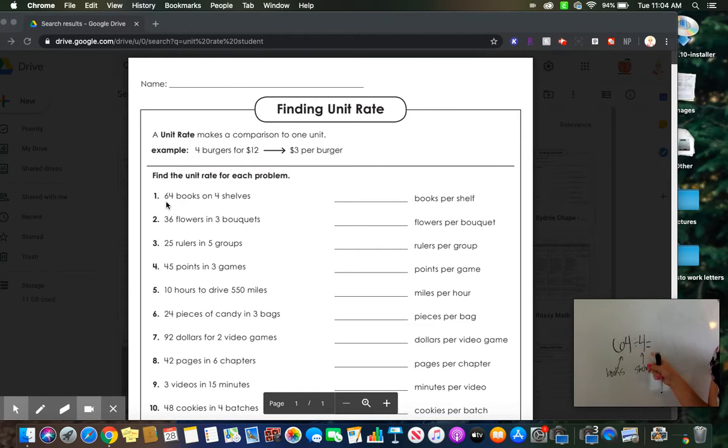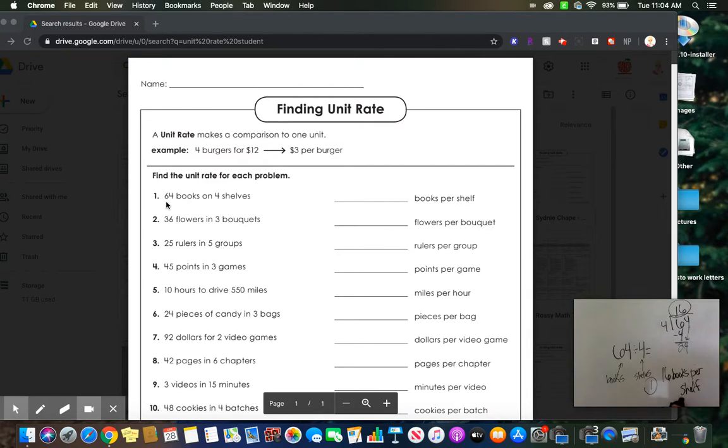64 divided by 4. You can put it in your calculator. Okay? Or you can do it the long division way. So I'm going to show you the long division way. 64 divided by 4. 4 goes into 6 one time. 4 times 1 is 4. Then we subtract. That's a 4. 6 minus 4 is 2. Bring down the 4. 4 goes into 24 6 times. So your answer is 16. So it's 16 books per shelf is your answer for number one. Okay?